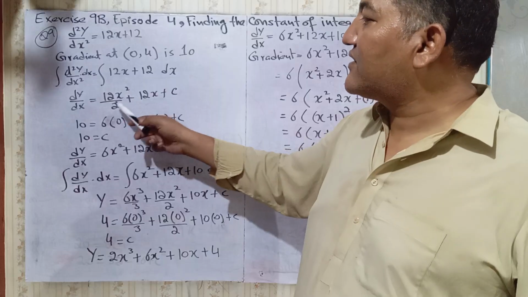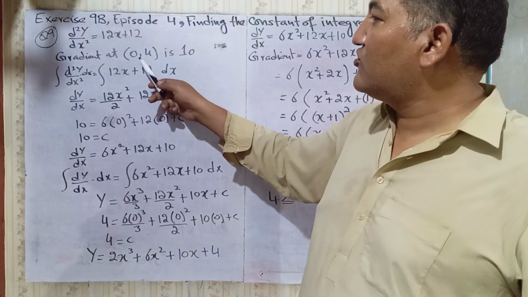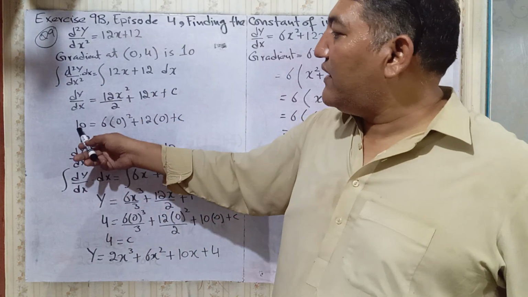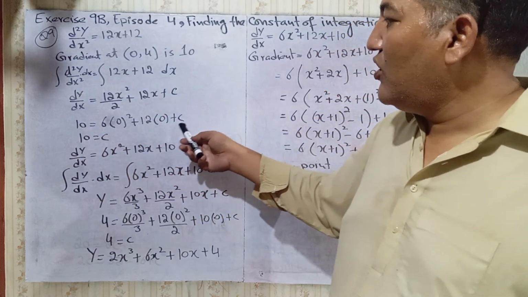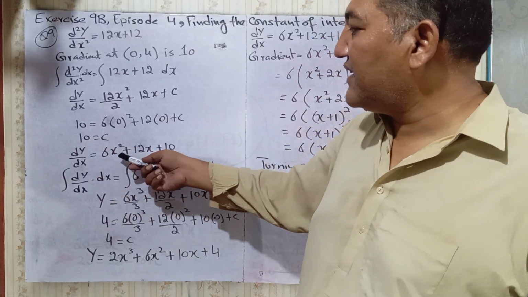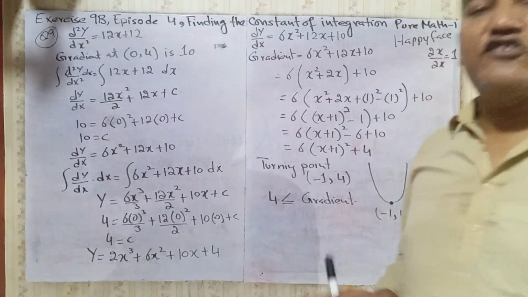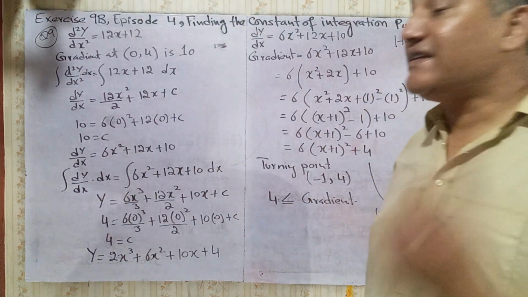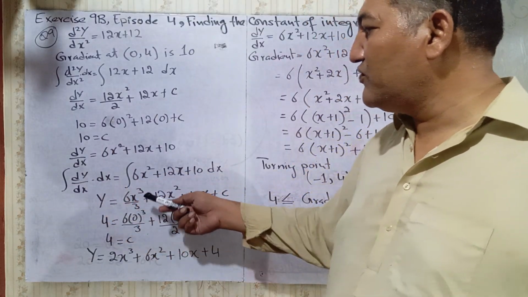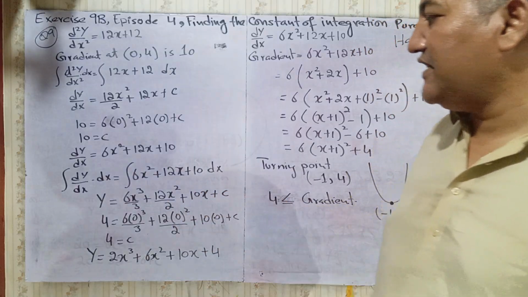When you integrate, it becomes 12x squared divided by 2 plus 12x plus c, because the gradient when x is equal to 0 is 10. So dy by dx represents the gradient. In the place of the gradient I put 10, and in the place of x I put 0. From here I got the value of c, which is 10. So dy by dx will become 6x squared plus 12x plus 10. Now I know the expression for dy by dx, and I will integrate it again, both sides. So you will have y equals 6x cubed divided by 3 plus 12x squared divided by 2 plus 10x plus c.